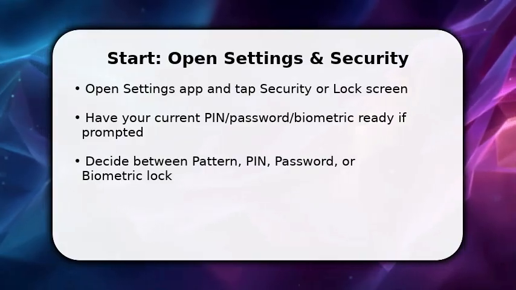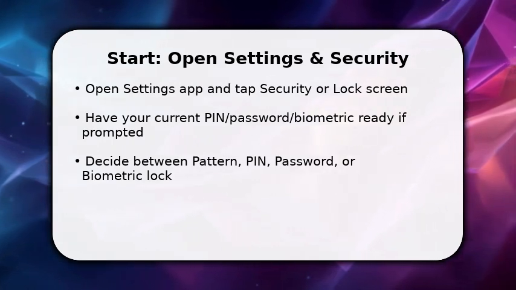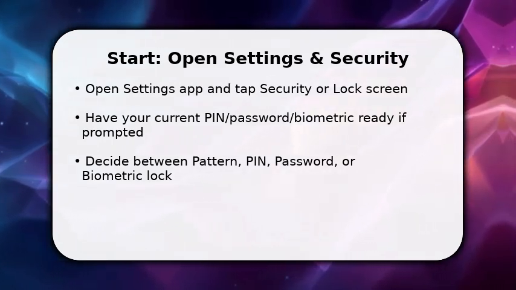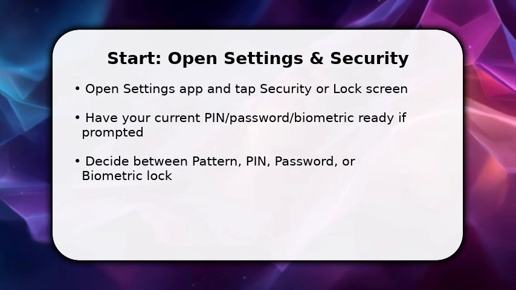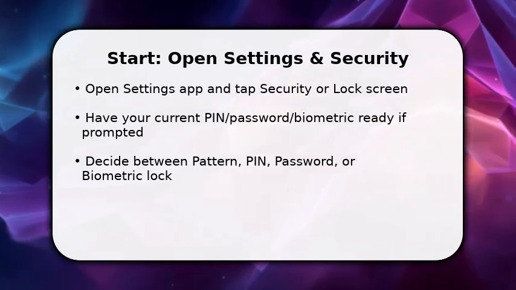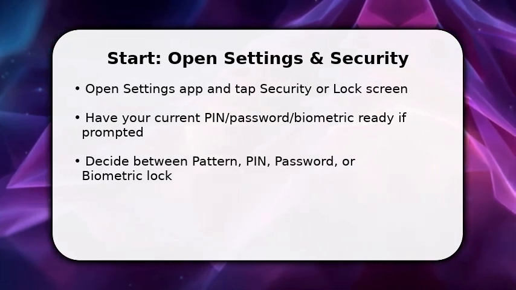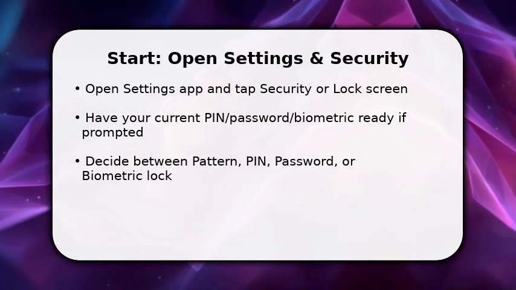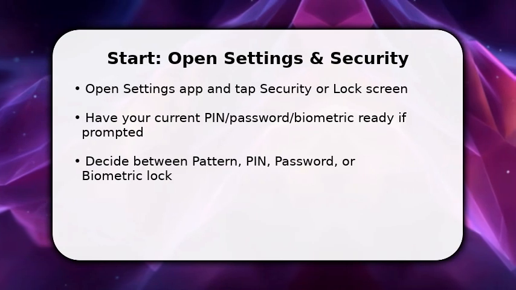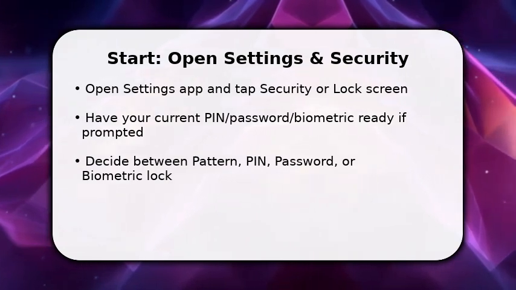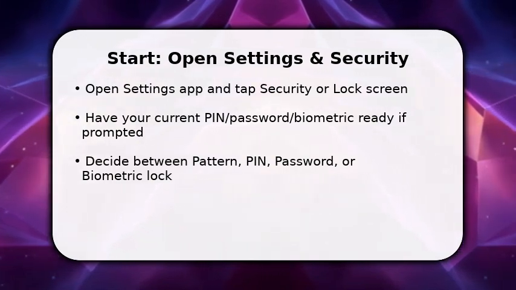You start by opening Settings and going straight to Security or Lock screen. This is where Android centralizes protections. Once there, choose the lock method you prefer: pattern, PIN, password, or biometric, and make sure your current lock, if any, is available to confirm identity. If the device asks for permission or a backup method, grant or enter it now. Doing this first sets the secure foundation for everything that follows and prevents accidental data exposure while you change options.